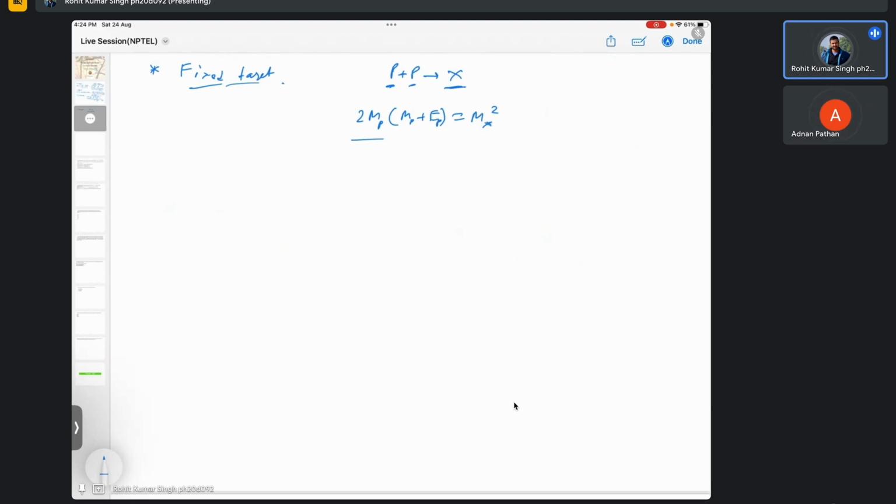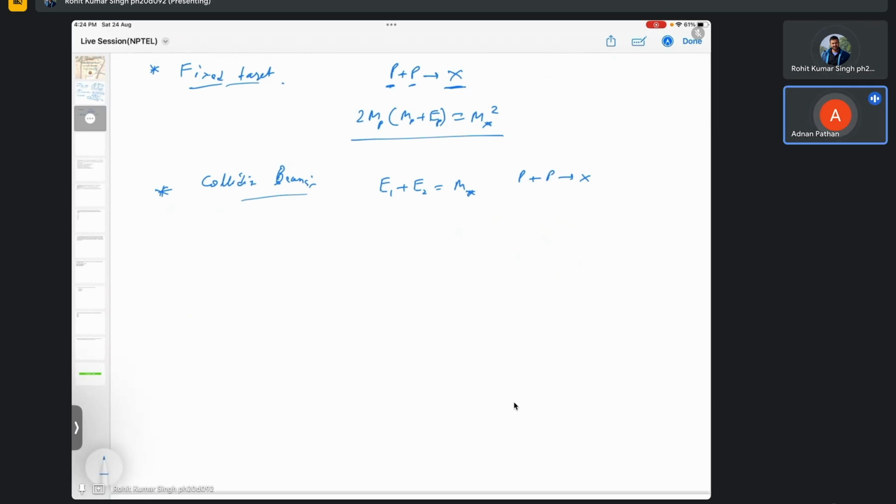Yes, sir. This will be used in one of the problems, so I'm just writing it out. And for colliding beams, this is what we get. So p plus p going to X.